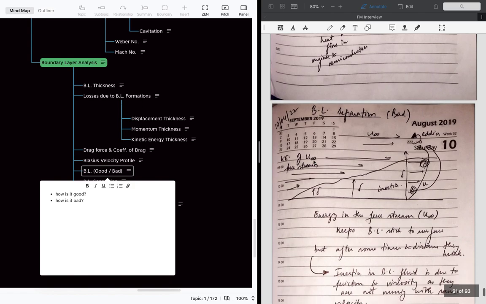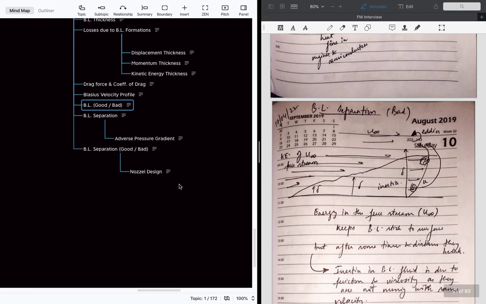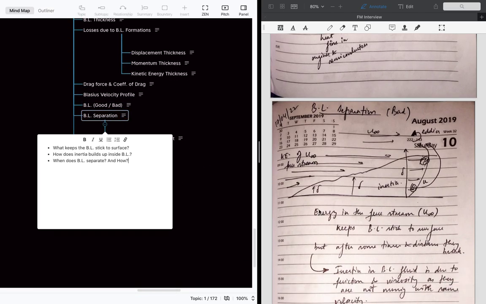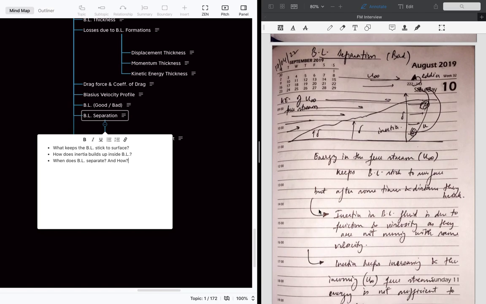So next one is the boundary layer separation. What keeps the boundary layer stuck to the surface? How does the inertia build up inside the boundary layer? When does the boundary layer separate and how does it?